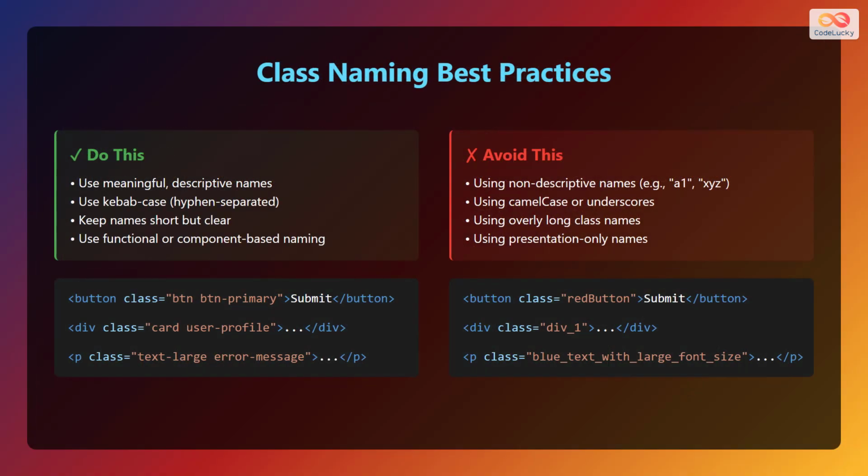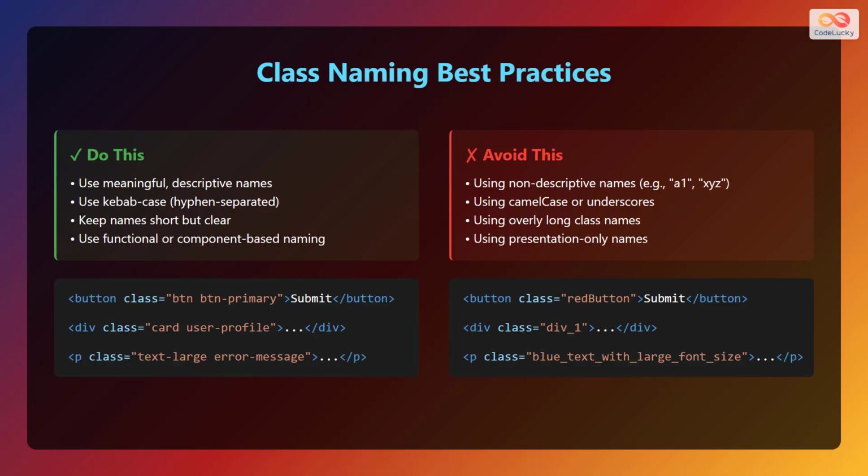Class naming is important for maintainability and readability. Now let's explore class naming best practices. Use meaningful, descriptive names that indicate the purpose of the element. Use kebab case, which means words are separated by hyphens to improve readability. Keep names short but clear.